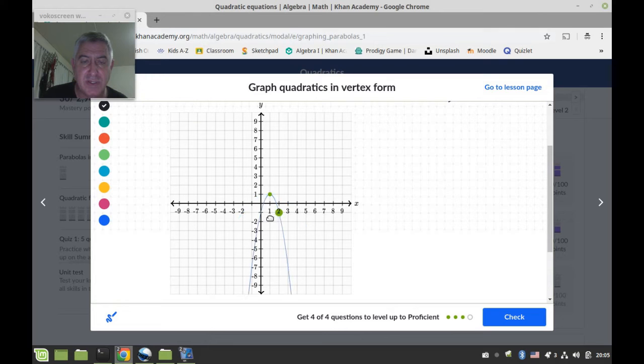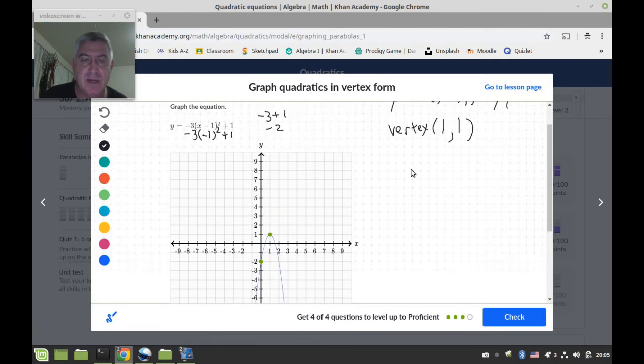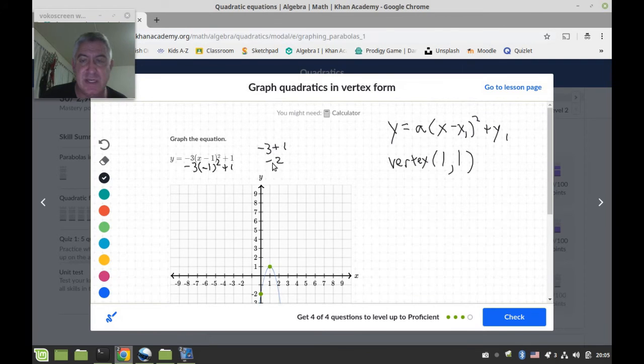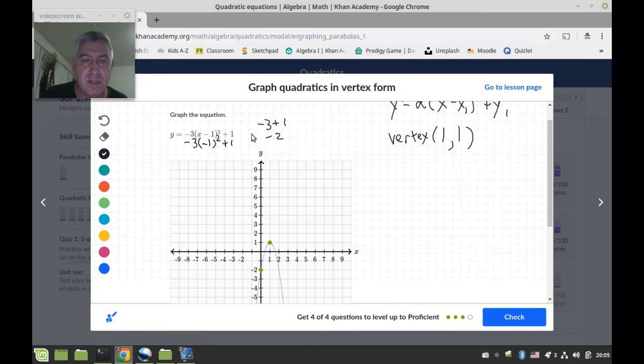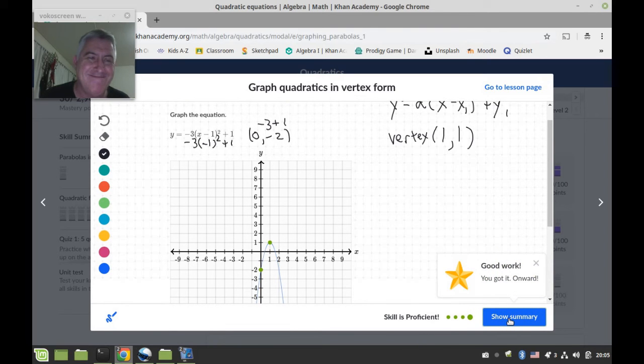And that means that's my point. And this is, again, really steep down. And that's really steep down because it's a negative 3. So now I have this point here, 0, negative 2, and I'm good. Okay, I hope that works for you. This was graphing quadratics in vertex form. We have one more video in this series on vertex form.